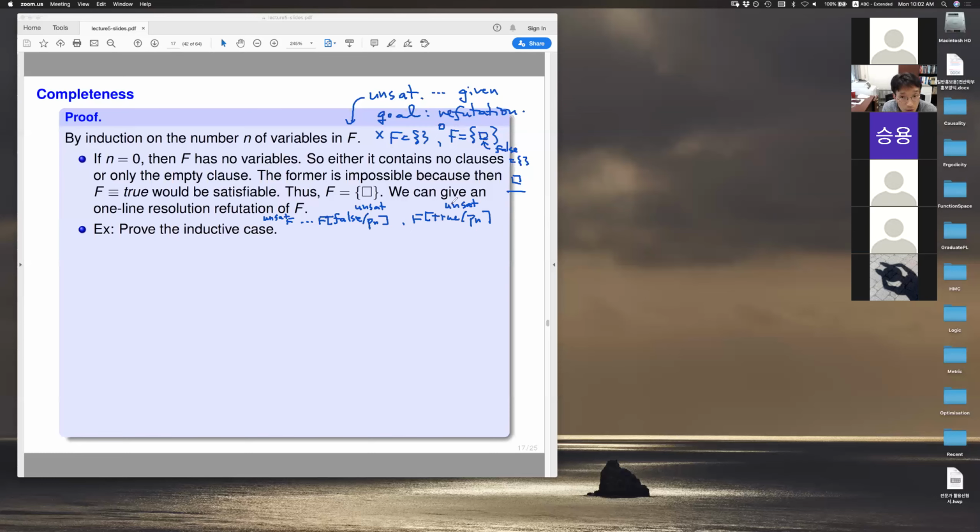Now, somehow find a way to construct a refutation of F from these refutations. That's the key step of this proof. So try to finish the proof. I will give you maybe 2 minutes to think about this.